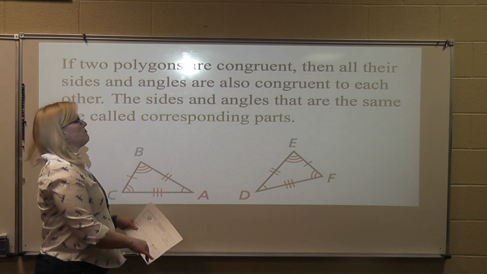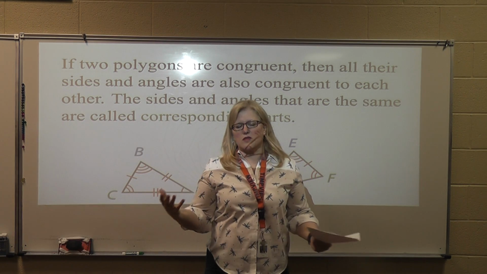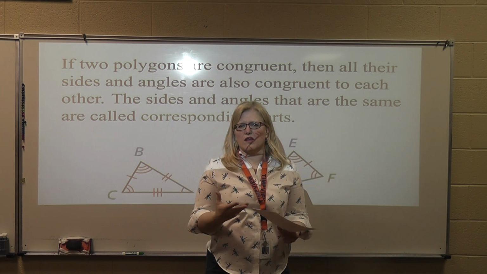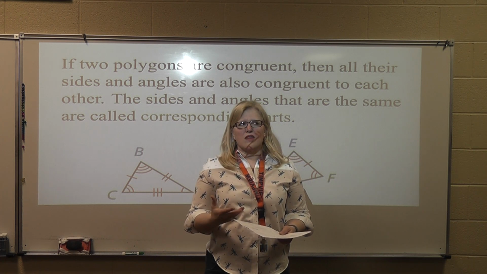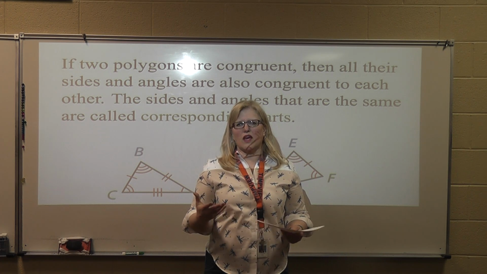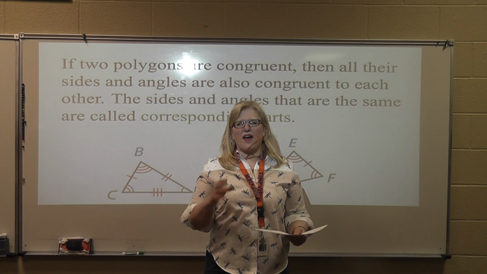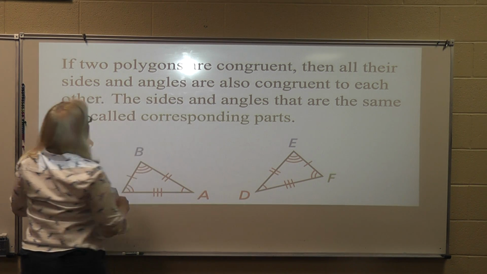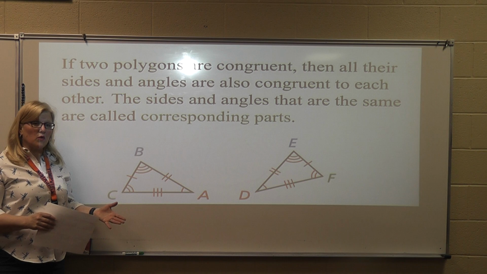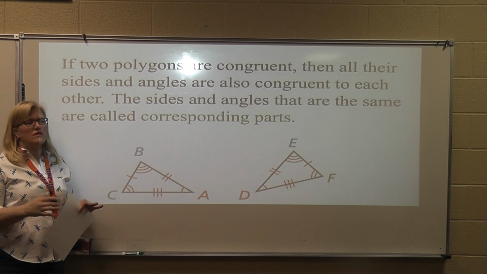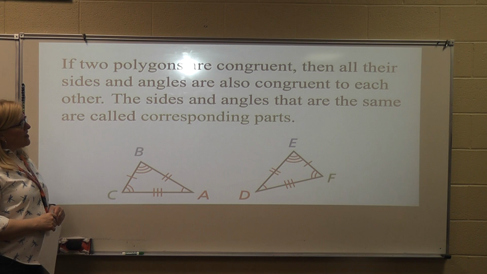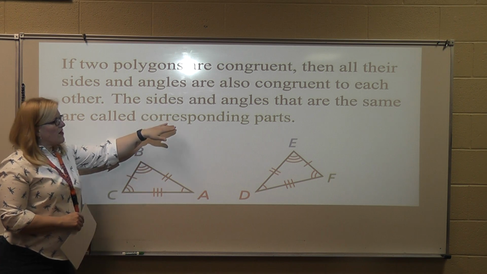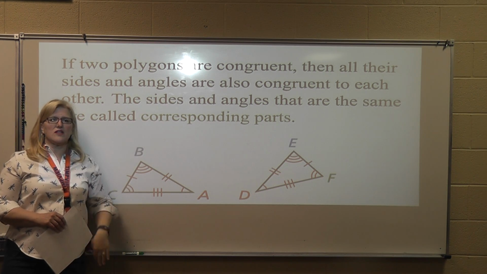So your book actually, of course, explains all of this, but it's kind of complicated. So hopefully I summarized and made it a little bit easier. This is one of those things in math where it seems really obvious, but we have to break it down and look at that. If two polygons are congruent, remember what congruent means? They have the same measurement. Then all their sides and angles are also congruent to each other. The sides and angles that are the same are called corresponding parts.